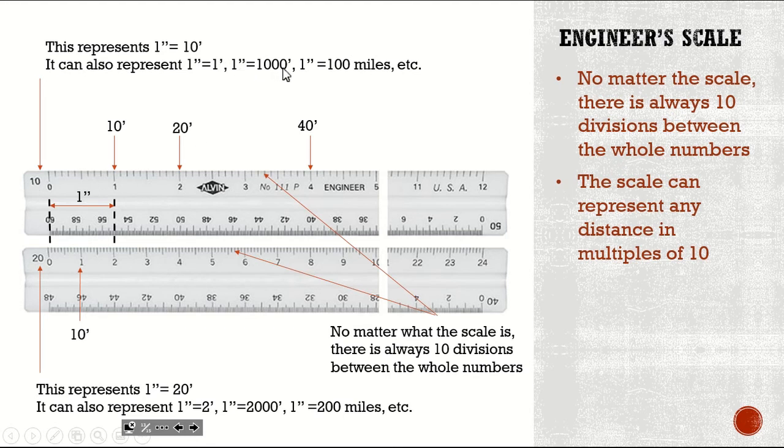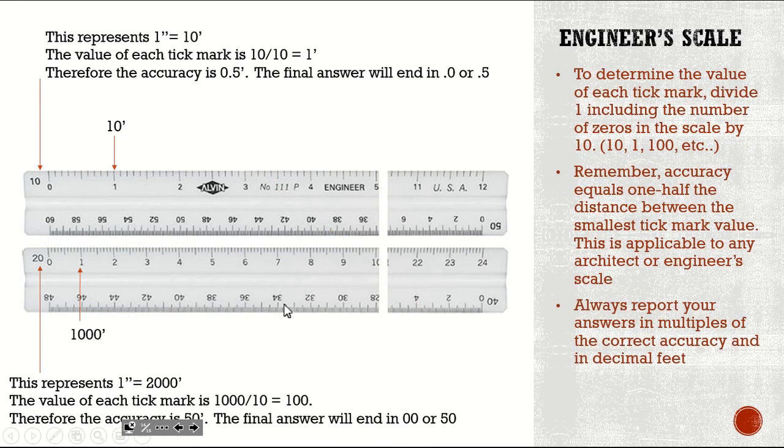If 1 inch equals 2,000 feet, then I have to go to the 220 scale, okay? So from here to here is 1,000. 1,000 divided by 10 is 100. So that means each tick mark is now 100. 100, 200, 300, 400, 500. So from here to here is 100, so my accuracy now, instead of 0.5, is actually 50 feet. Okay? So you can kind of see. All right? Let's see here.